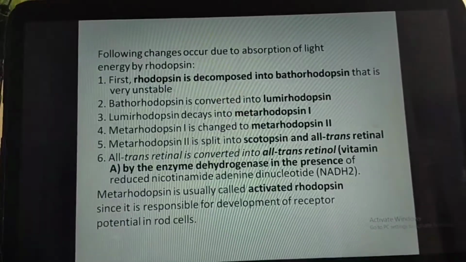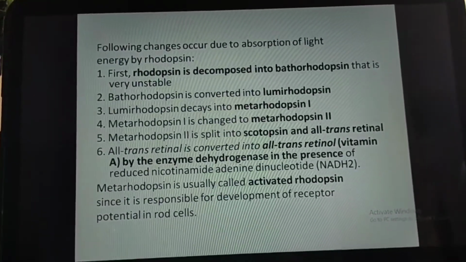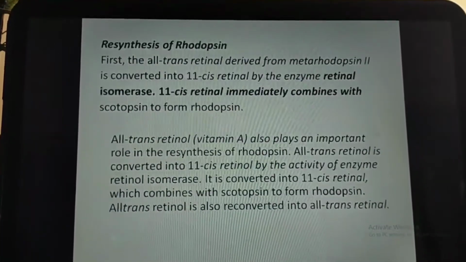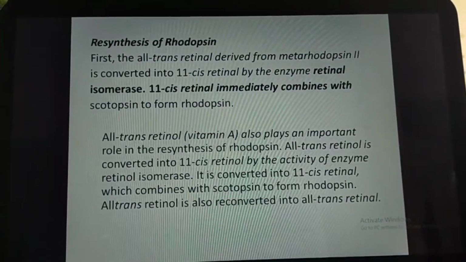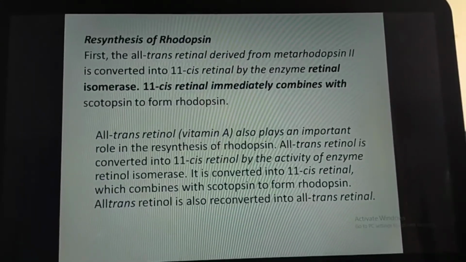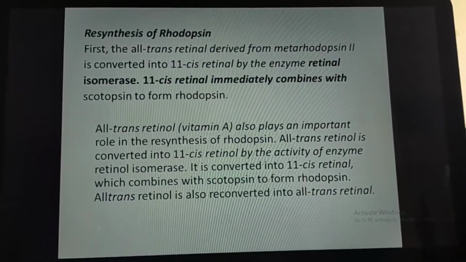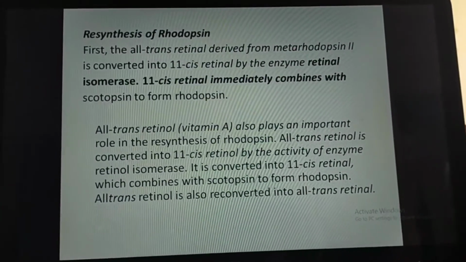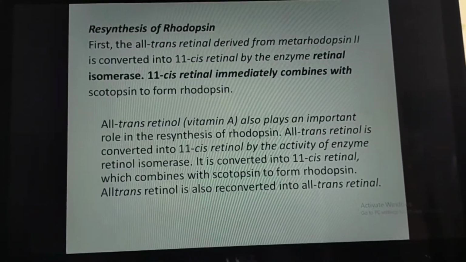Meta-rhodopsin is usually called activated rhodopsin since it is responsible for the development of receptor potential in rod cells. Resynthesis of rhodopsin: first, all-trans retinal derived from meta-rhodopsin 2 is converted into 11-cis retinal by the enzyme retinal isomerase. 11-cis retinal immediately combines with scotopsin to form rhodopsin.